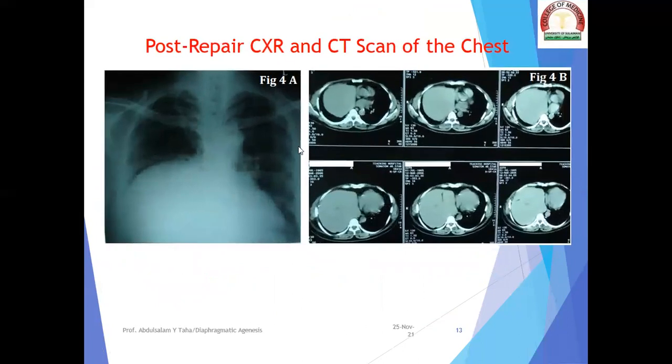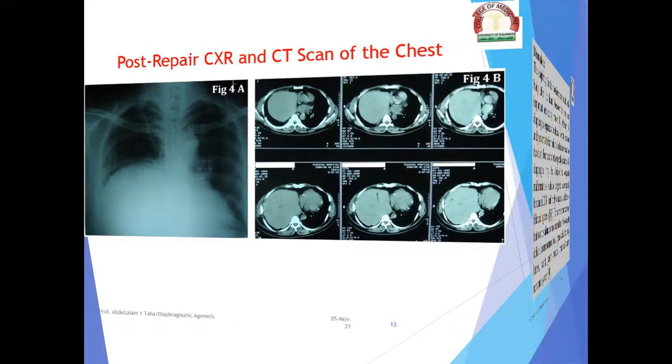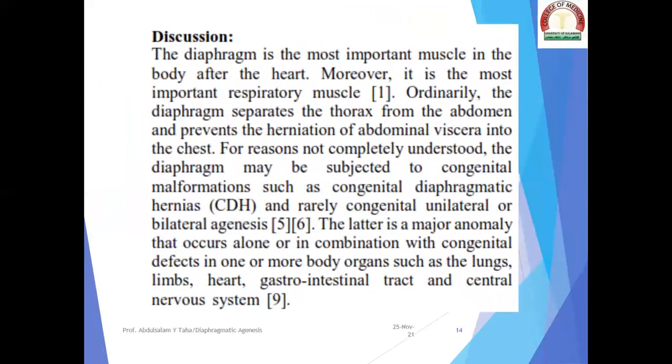So these are the post-repair chest X-ray and CT scan of the chest showing a persistently elevated right hemidiaphragm and a high position of the liver in the thoracic cavity despite the repair. Discussion. The diaphragm is the most important muscle in the body after the heart. Moreover, it is the most important respiratory muscle.